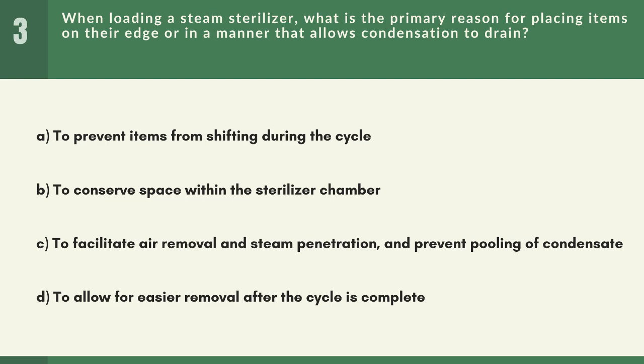Question 3. When loading a steam sterilizer, what is the primary reason for placing items on their edge or in a manner that allows condensation to drain? A. To prevent items from shifting during the cycle. B. To conserve space within the sterilizer chamber. C. To facilitate air removal and steam penetration, and prevent pooling of condensate. D. To allow for easier removal after the cycle is complete.